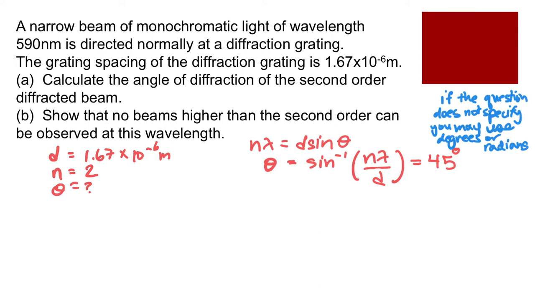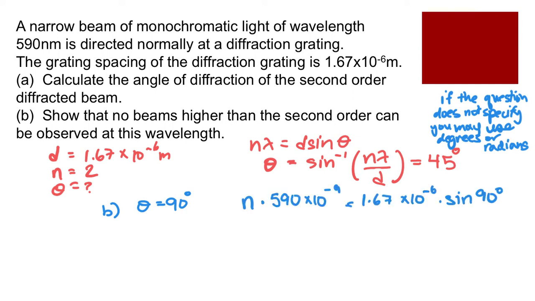Now part B says, show that no beams higher than the second order can be observed at this wavelength. Well, if you think about it, the maximum value of theta is going to be 90 degrees. We cannot have it being diffracted any greater than that. So what we need to do then is calculate what our value of n would be if we're going to use this maximum value of theta. Now we also know that sine theta, in this case sine 90, is going to equal 1. So if I rearrange, I'm going to get 2.8. Now in this case, I cannot round that up to 3 because we already are at our maximum of 90 degrees. So in this case, we have a maximum order of 2.